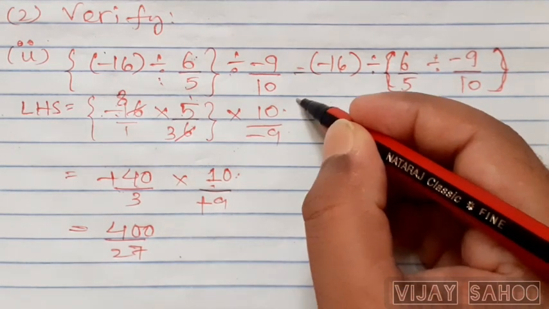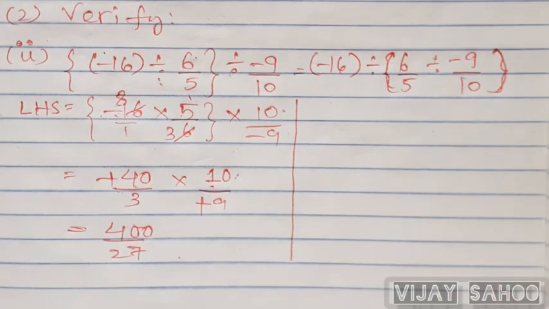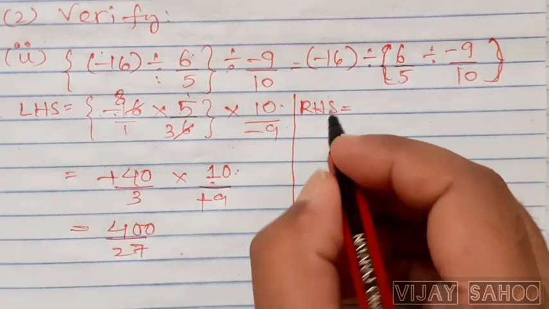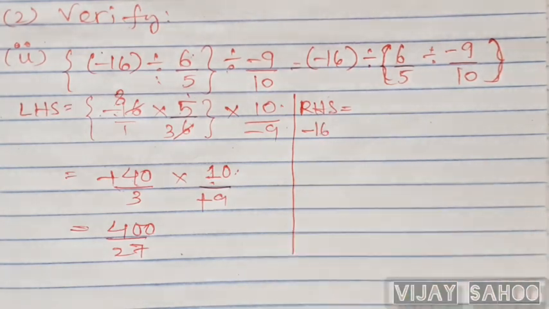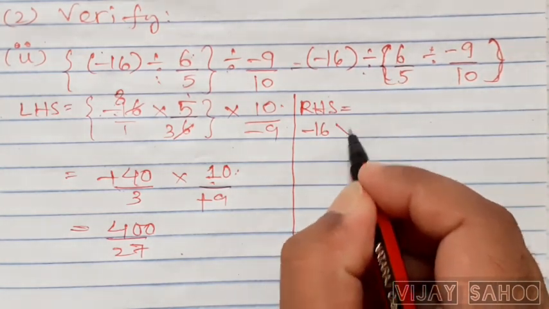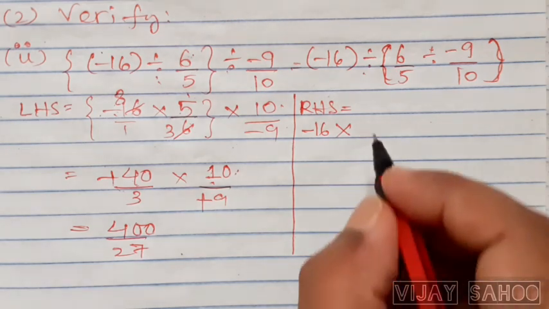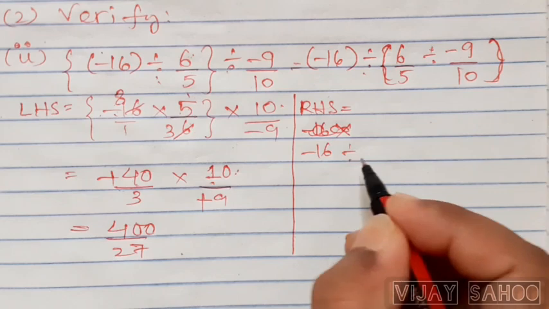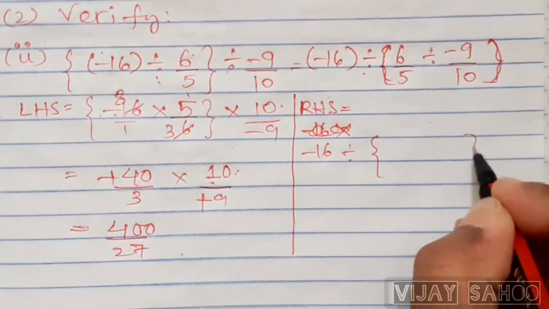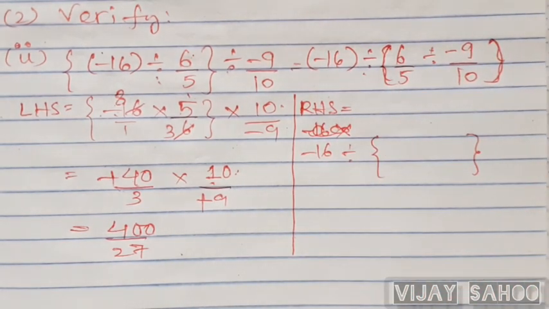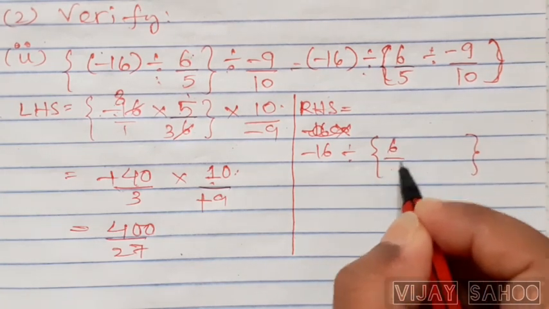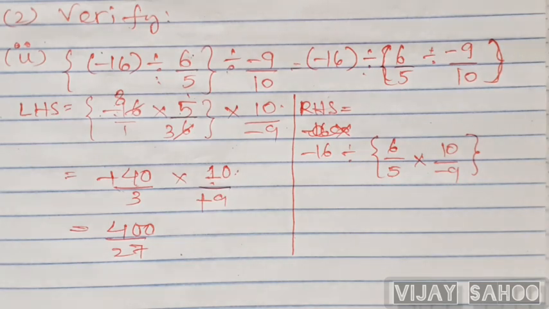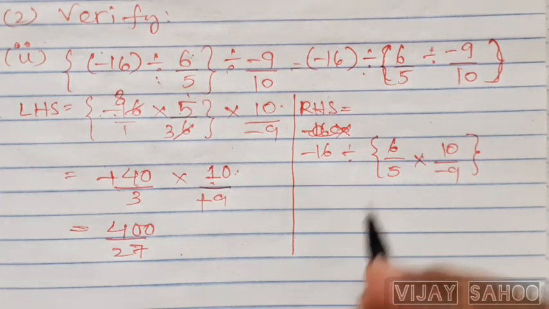We'll try to identify the RHS value now. You could see that the RHS first one is minus 16, division sign. In this type of question, first we keep it as it is, because first we have to solve inside the bracket value, that is 6 by 5 multiplied by 10 by minus 9. Now what we'll do, we'll do the cancellation.